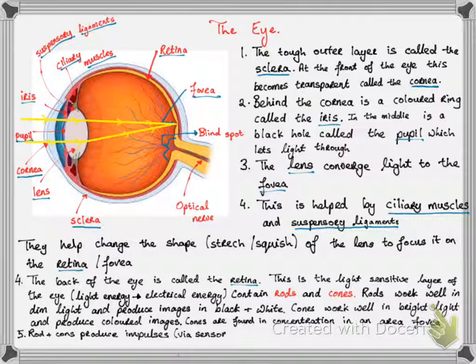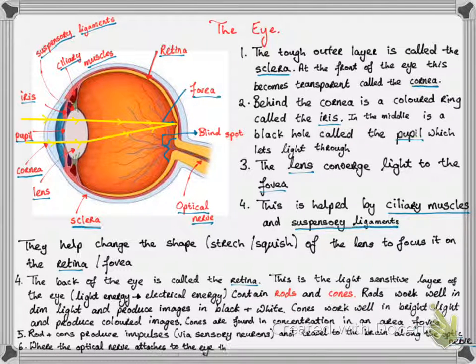Rods and cones produce impulses via sensory neurons, so they're receptors, and travel to the brain along the optic nerve. So they send a message to the brain as electrical impulses that can be interpreted as an image. However, where the optic nerve actually attaches to the eye, so that section where it's attached to the eye, there are no rods and cones on it. Therefore, there is no image formed in the blind spot. So that section there that is covered by the blind spot, there is no image formed. And that is the main function of the eye.